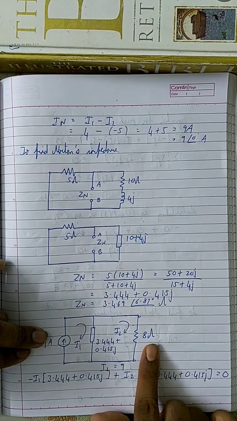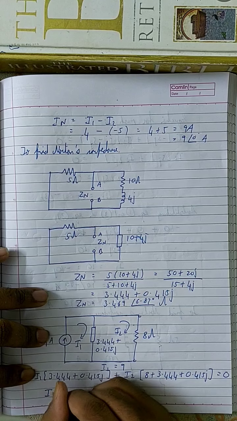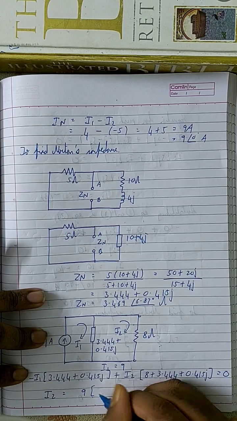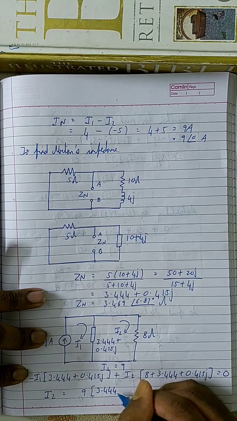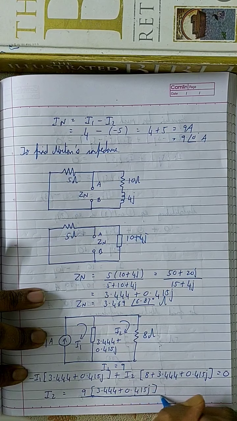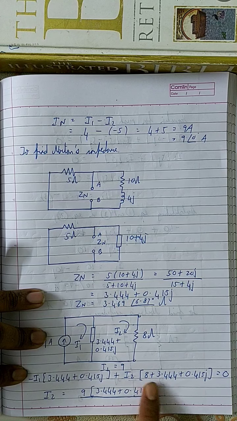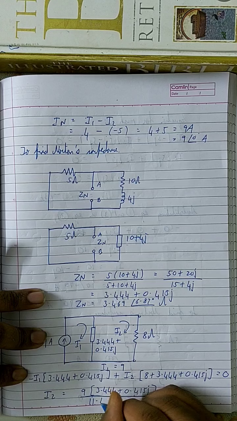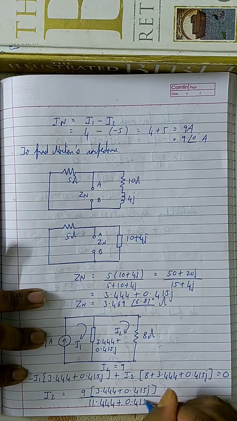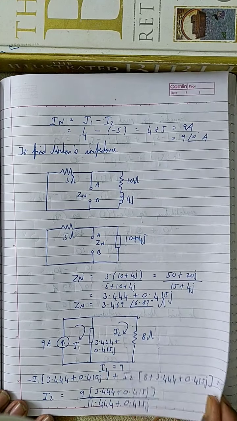So which means basically we know the value of I1. I1 is equal to 9. So you put 9 over here. Therefore I2 is equal to 9 into (3.444 plus 0.415j) divided by the denominator, that is, 8 plus 3 is 11, right? So this is 11.444 plus 0.415j. This is the value of I2. So that is the current through the 8 ohm resistor, right?